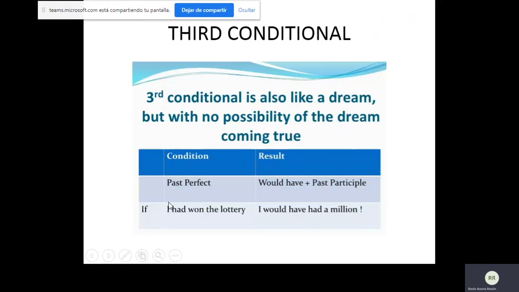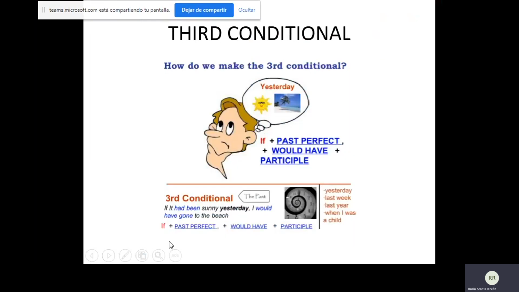Okay. Now, here in the structuring of this condition and result, we see how it consists of two clauses. The if clause, for example, if I had won the lottery, and the result clause, I would have had a million. So we're going to check how this works in the structuring. So how do we make the third conditional, or how do we build it? In the construction, we have first the if or whether. Do you remember that word? And the past perfect. Yes, so that's why it's important to use the had in the past and the participle of the verb in the if clause.